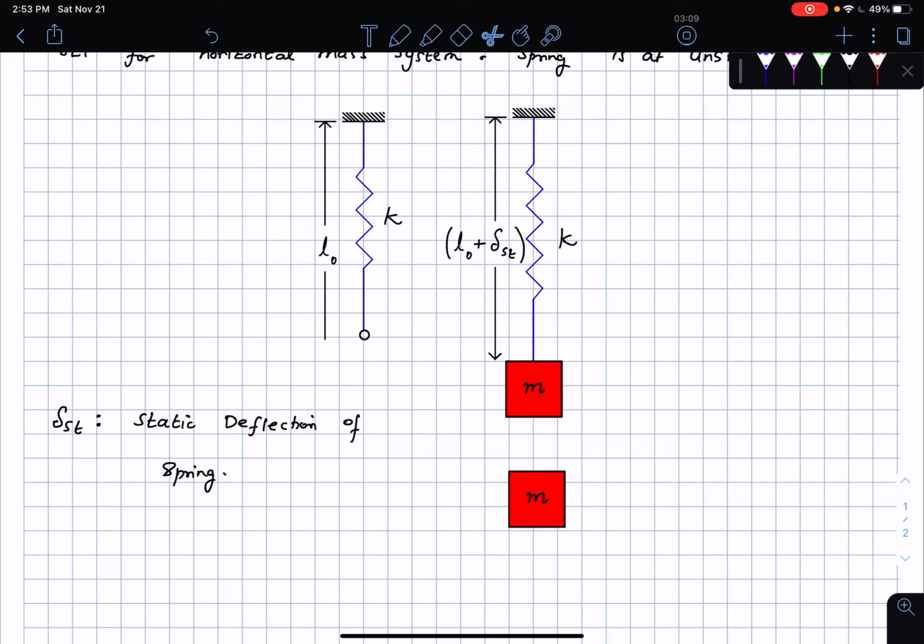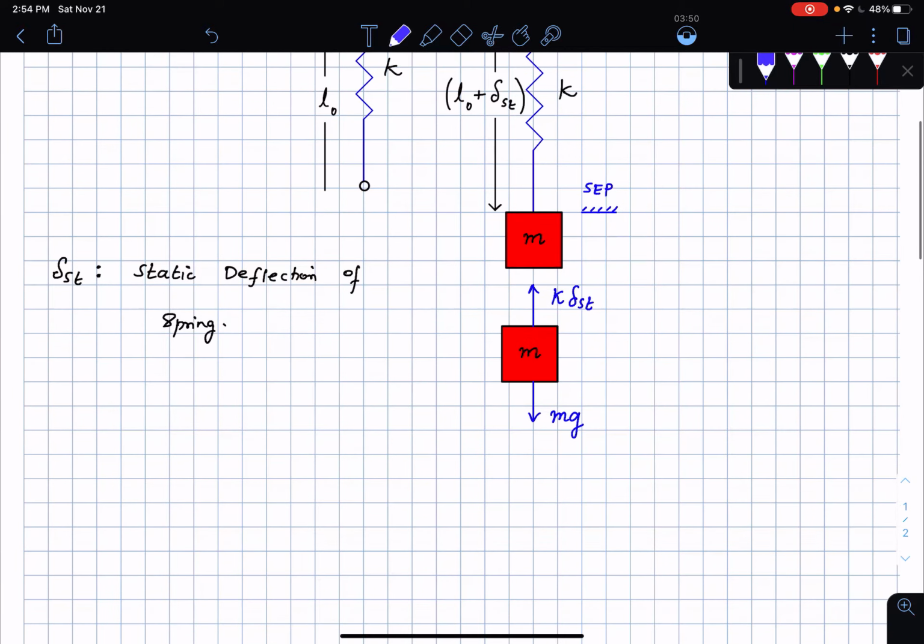What are the forces acting on it? The forces acting on it are the spring restoring force. The spring is going to try to pull the mass up because the mass is trying to travel down due to the force of gravity. So this is going to be m times g, and this is going to be the spring force, which is k times delta static. At this position the system is at SEP, where the spring and the mass are in static equilibrium. Let me mark this: this is SEP.